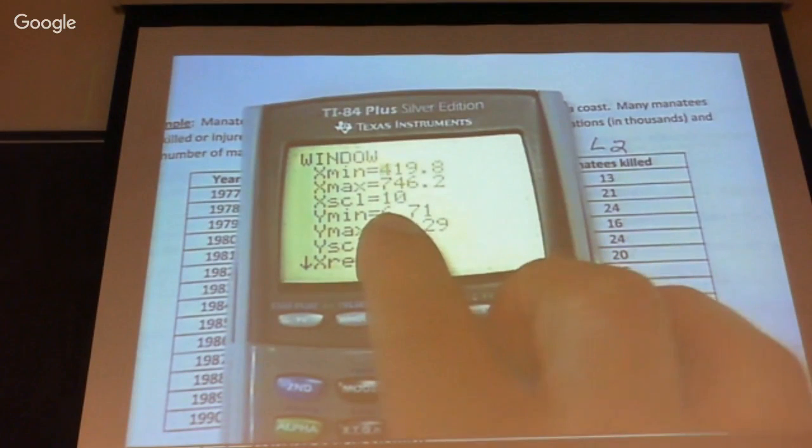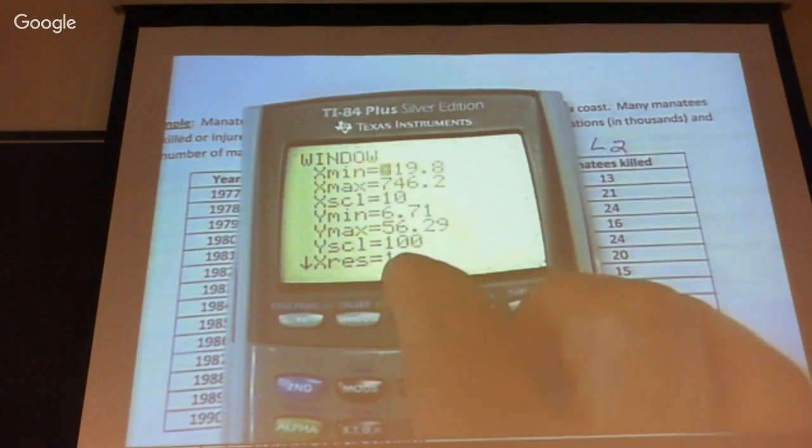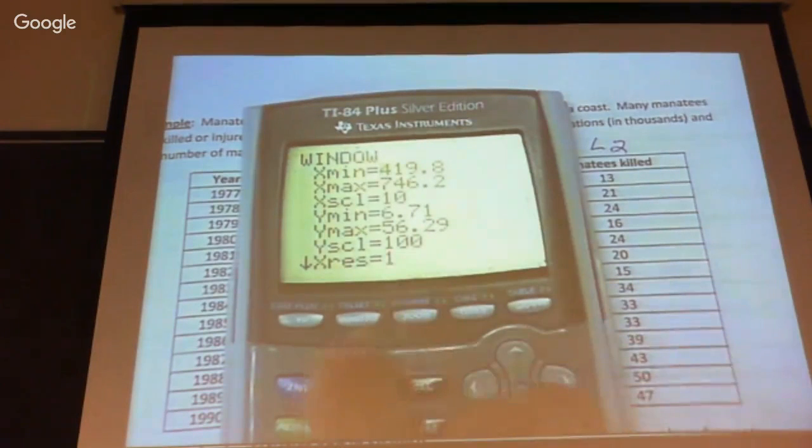Does that make any sense at all? They went from 6.71 to 56.29, counting by hundreds. There's not even 100 between those. So Zoom 9 does work, but it doesn't work well. Does that make sense? Now all of you push Window, top row. And now look at your paper. This is why we do it first.